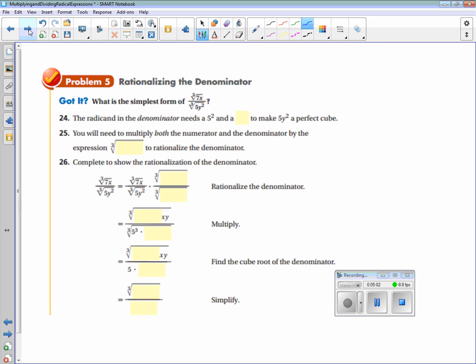All right, let's look at one more. This is really hard to see, so I'm going to try to make it a little bit bigger.